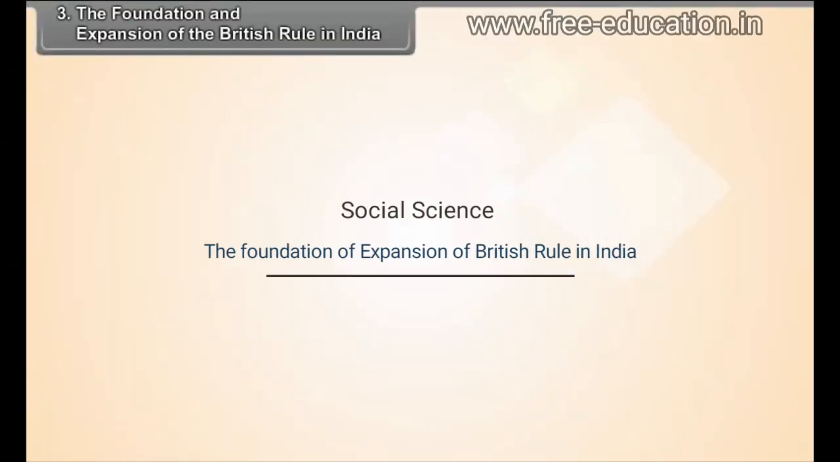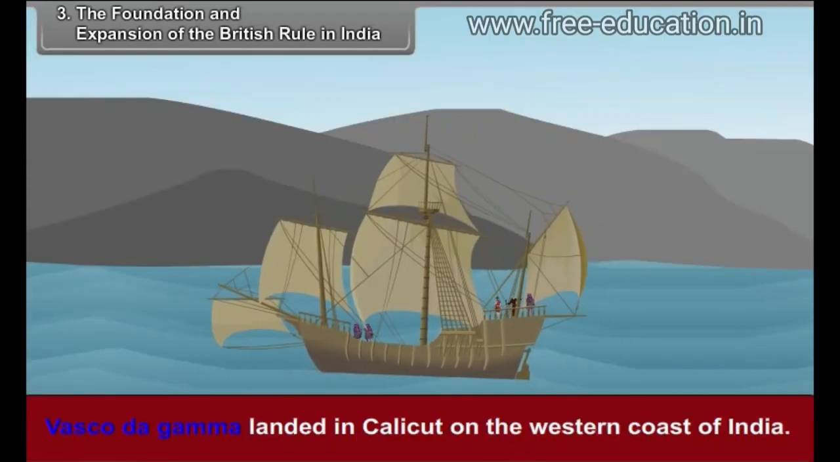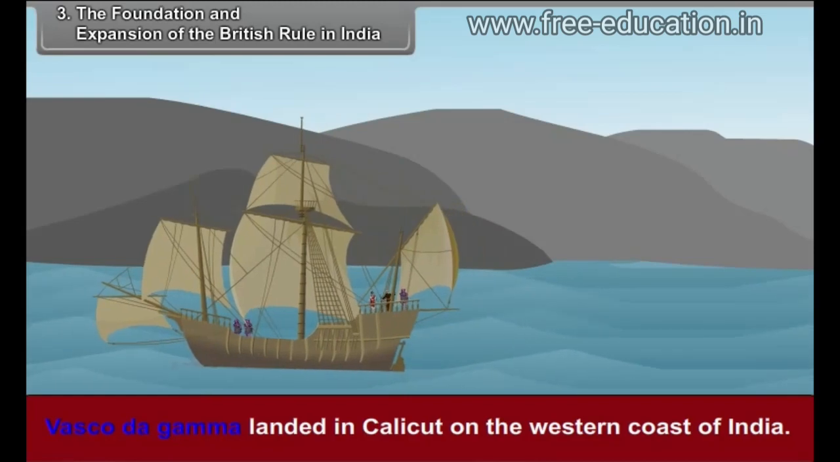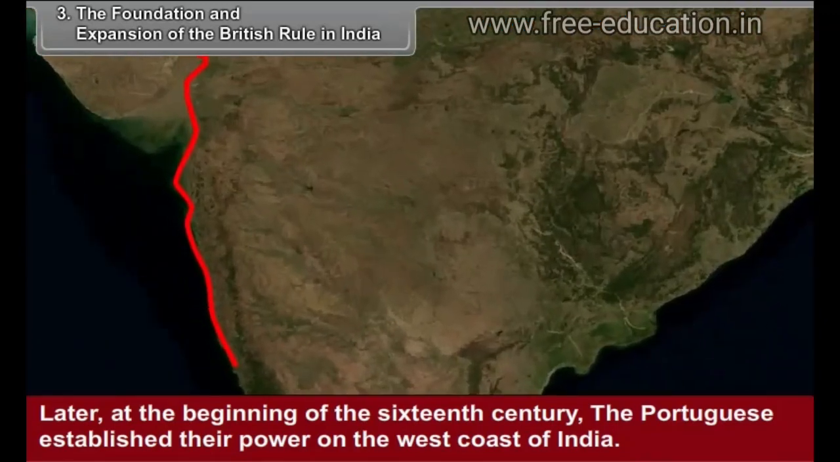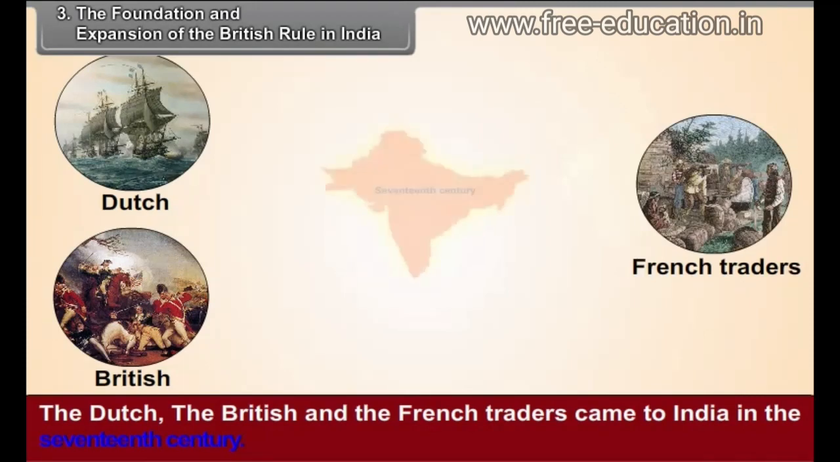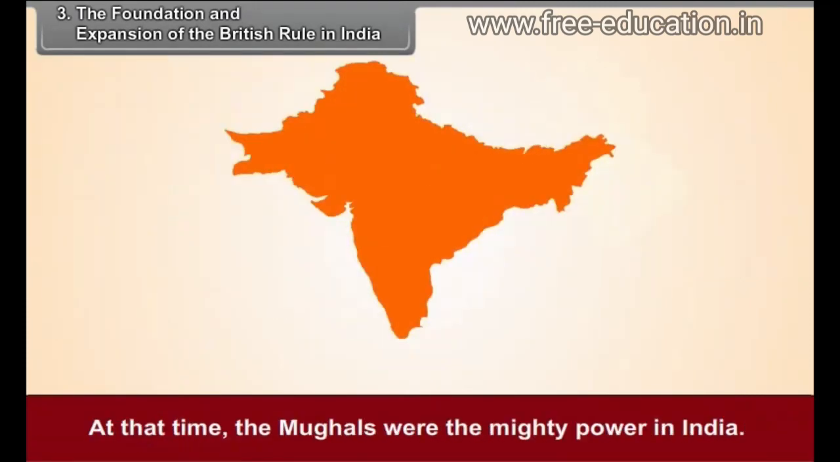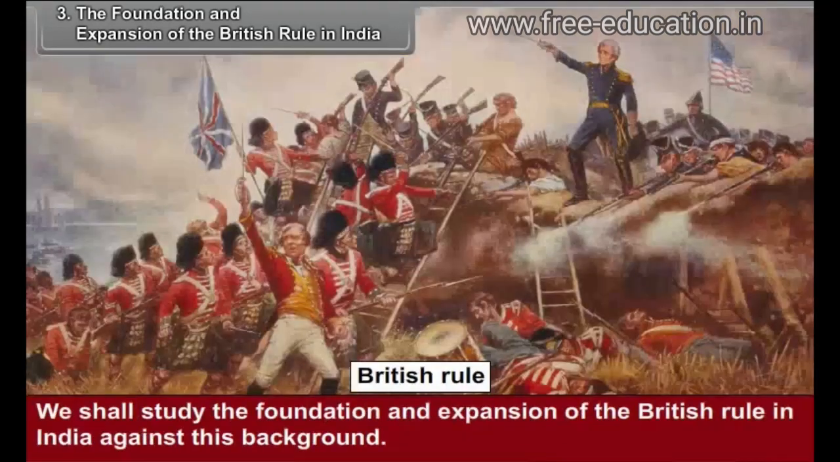3. The Foundation and Expansion of the British Rule in India. Vasco da Gama landed in Calicut on the western coast of India. Later, at the beginning of the 16th century, the Portuguese established their power on the west coast of India. The Dutch, the British and the French traders came to India in the 17th century. At that time, the Mughals were the mighty power in India. We shall study the foundation and expansion of the British rule in India against this background.